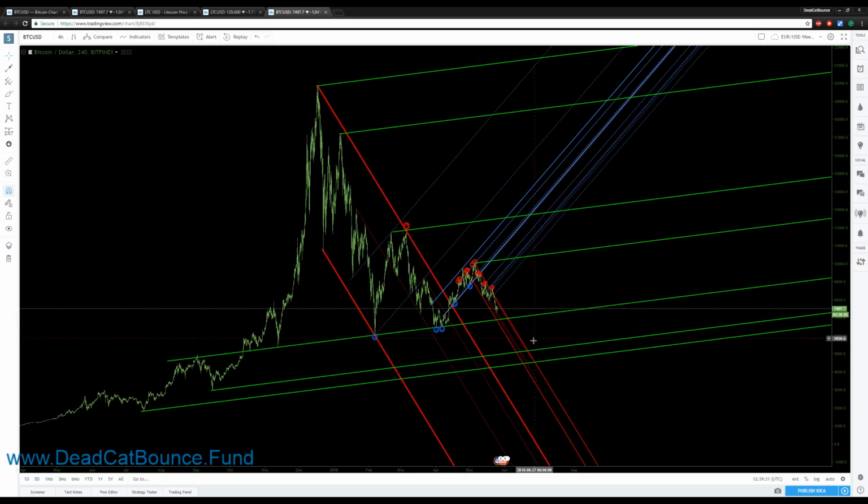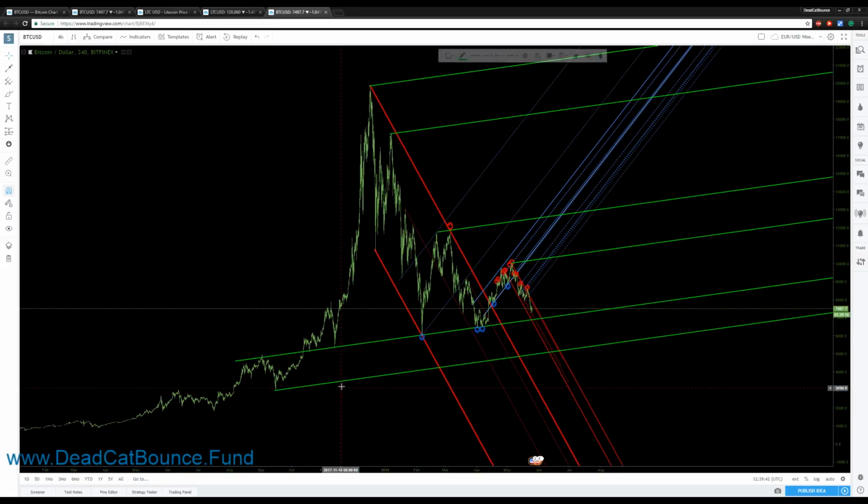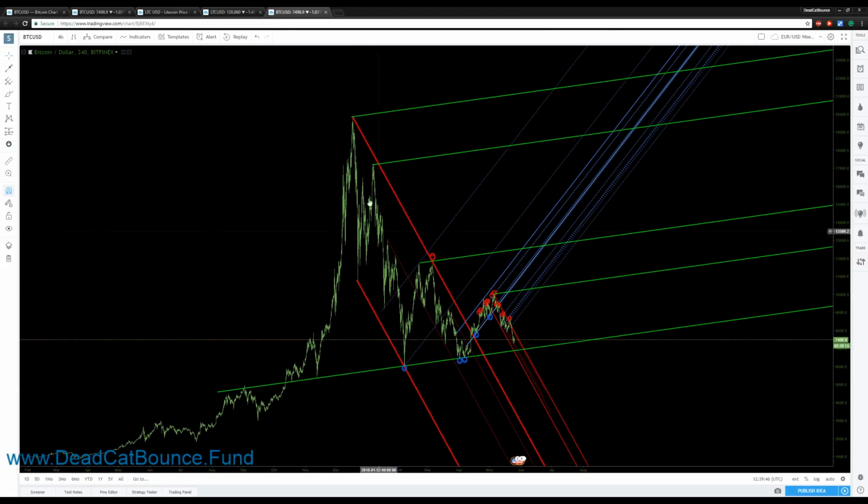So yes, we have found support, but in reality the support level is around 4K. The final support level technically is at 4K. So again, it gives you an idea of what we are doing right now.